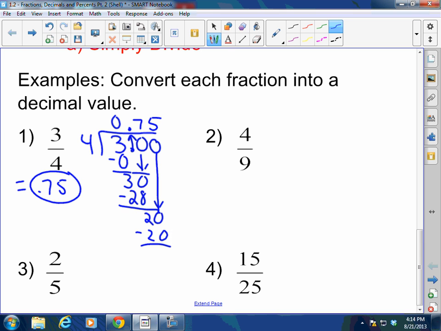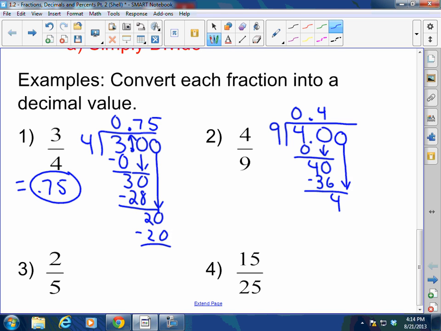You're like, yes, I know. A lot of you know that. But now, if you didn't know how you got that, now you do. 4/9 is going to be a repeating decimal. 9 on the outside, 4.0 on the inside. 9 goes into 40 4 times, which is 36, and you're just going to continue getting a repeating value here. So 4/9 equals 0.4 repeating.